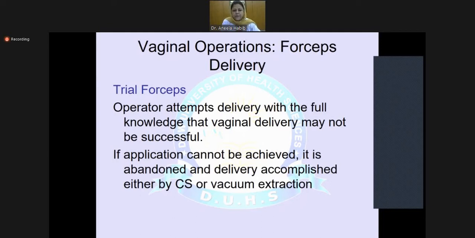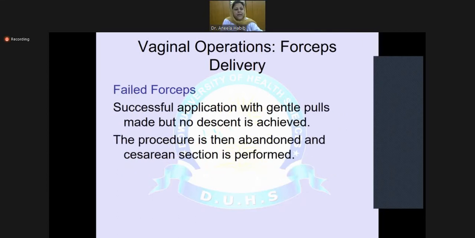So you should be expert enough to diagnose within no time, just to save the life of the baby. You need to know how successful the application of the forceps would be in that patient. If the application is done and a gentle pull is made but no descent is achieved, then you need to abandon the procedure. This is a failed forceps.